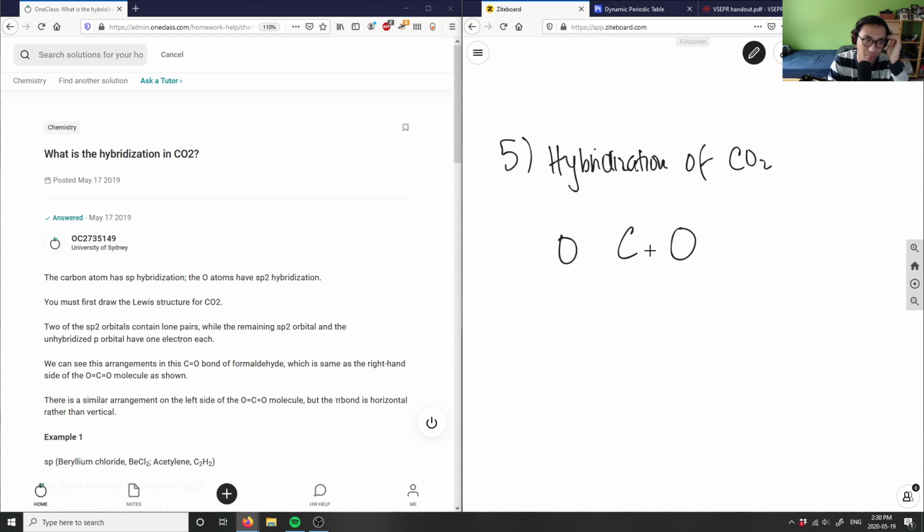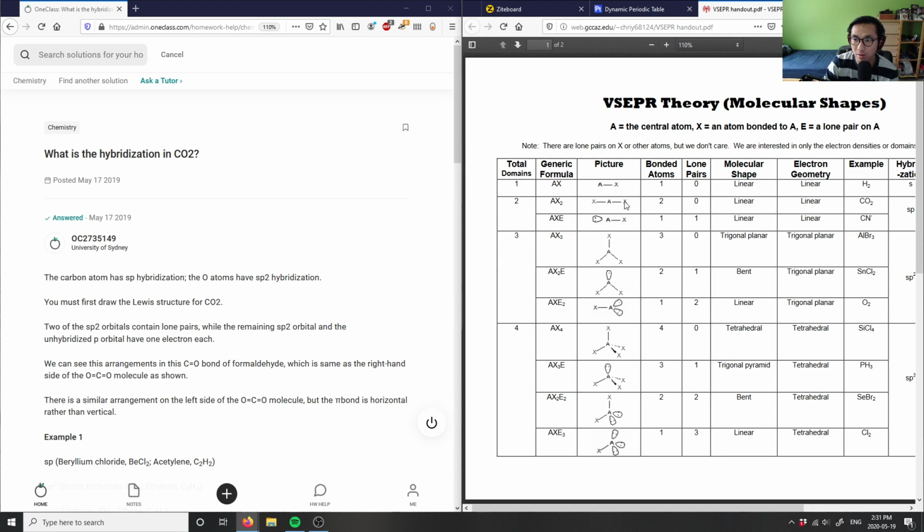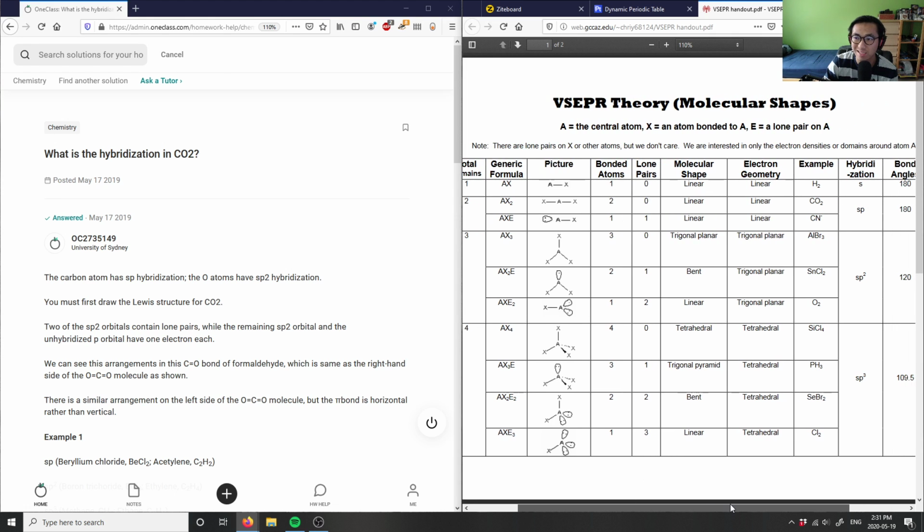In order for me to complete this, carbon needs to make 4 bonds, right? So I'm going to have a double bond on one oxygen and a double bond on the other oxygen. And as you can see, this is a linear molecule. If you were to check this on VSEPR theory, CO2 would be linear. This example is CO2, AX2, and it would actually make it sp hybridized.